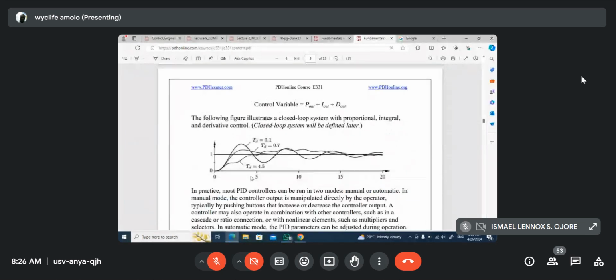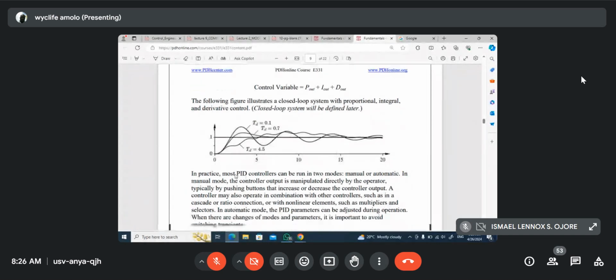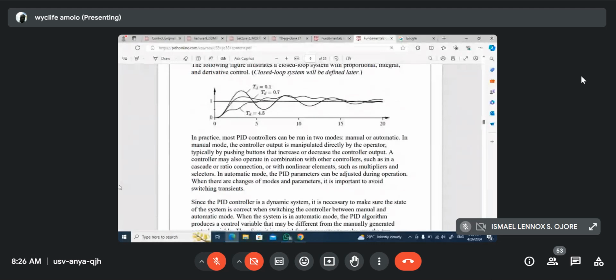And for TD of 0.1 for this derivative part, there is an overshoot. When it is 0.7, there is a decrease. And when it is 4.5, it doesn't manage very well. But all the same, it closes the error in that manner. In practice, most PID controllers can be run in two modes, manual or automatic.